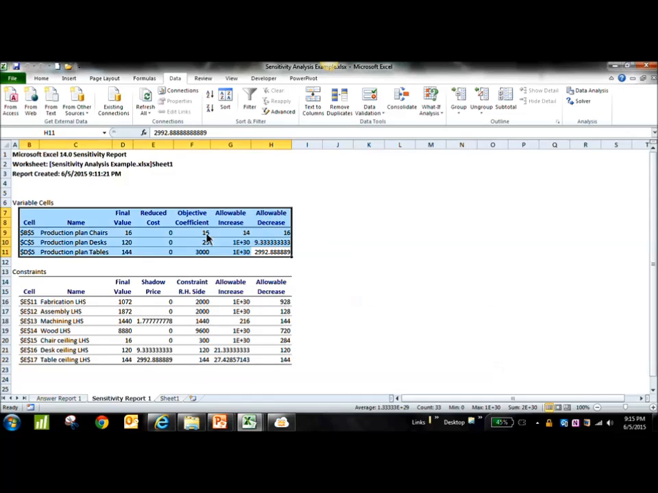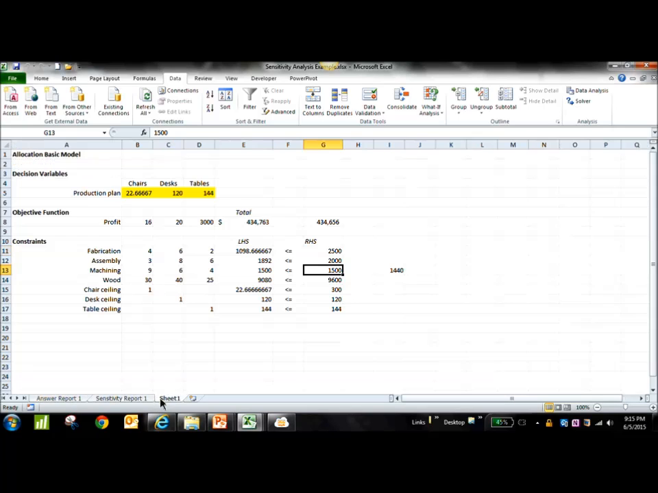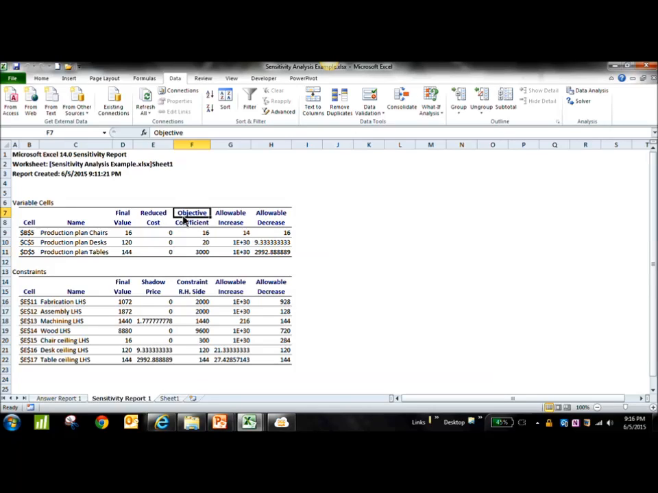What it tells me is that these coefficients, 16, 20, and 30, this is where they're coming from. Okay? There's $16 to make on the chairs, $20 to make on the desks, and $30 profit to make on the tables. That's what we call the objective coefficient, right? And what we're saying is these values can vary.